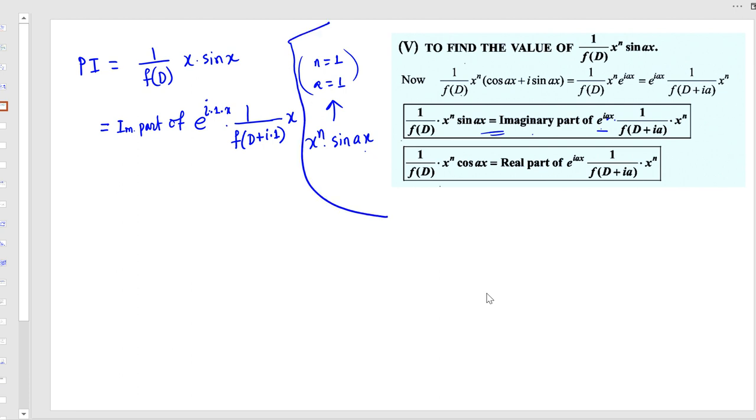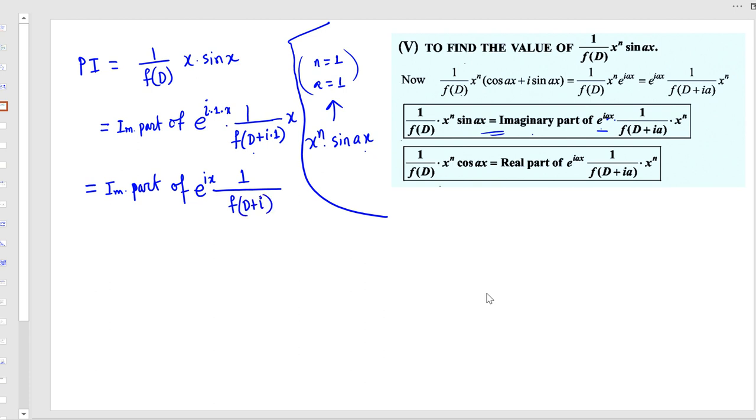Okay, so let us write it in a different way. So imaginary part of e to the power ix and f of 1 by f of d plus I.